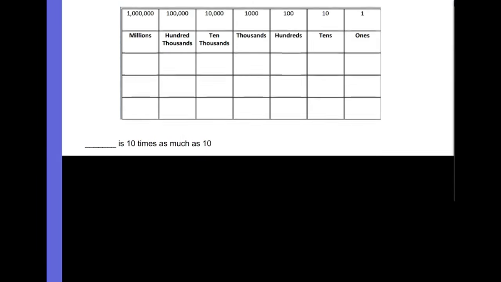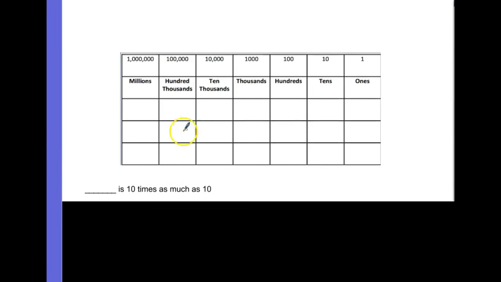So if I go back and look at my place value chart and ask what is 10 times as much as 10, I can be thinking about the relationship between all of my numbers here. Remember, what I did before was I multiplied 1 times 10 and it got me into the tens place. So I'm going to put times 10 right here so I can remember that. 1 times 10 is 10. 10 times 10 is 100.